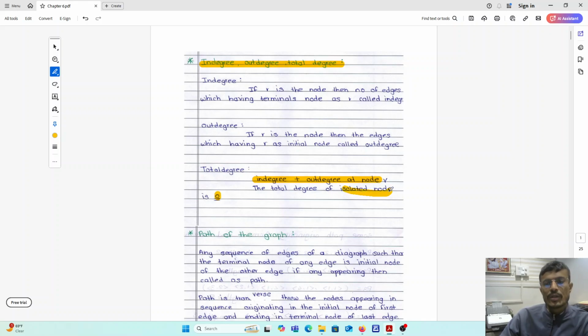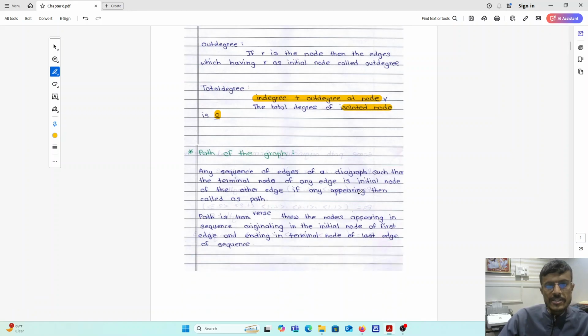So what is meant by an isolated node? The node which is not connected to any other node by any edge is called an isolated node. Okay, so that is the formal definition of in degree, out degree, and total degree. The next point is the path of the graph. So what is meant by the path of the graph? Any sequence of edges in the given directed graph, keep in mind the graph should be directed, such that the terminal node of any edge is the initial node of the next edge, is called a path.